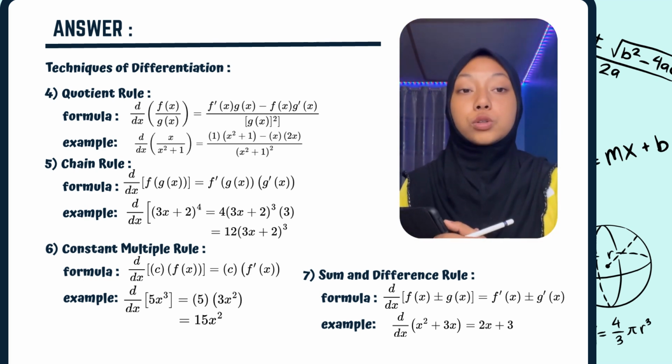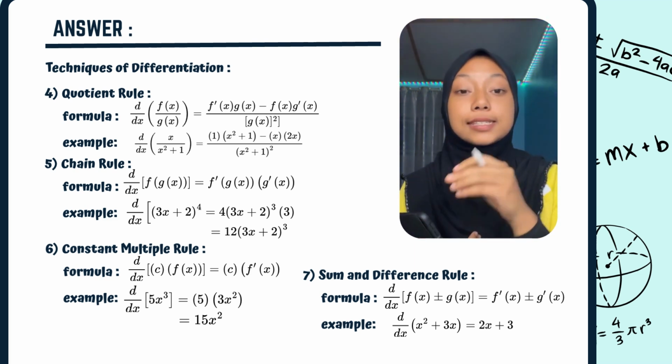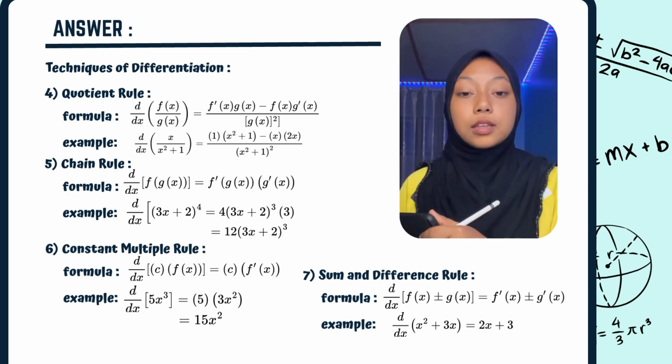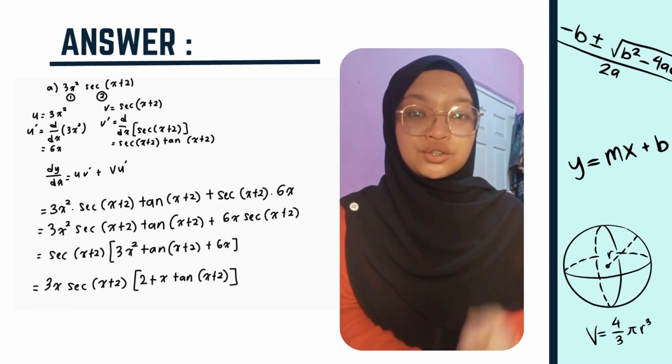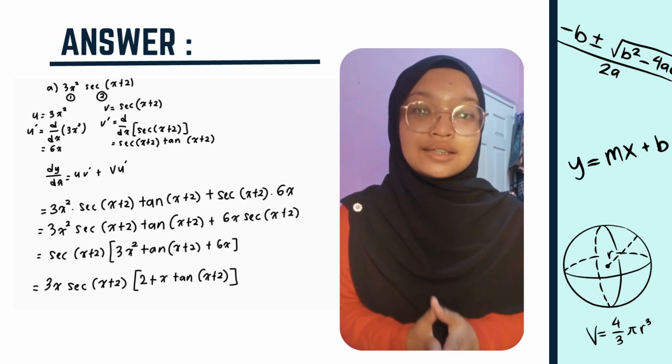Not only that, we also have the constant multiple rule, which means a constant multiplied by a function stays outside during differentiation. Last but not least, the sum and difference rule. This means we differentiate the terms separately in a sum or difference. Now let's move on to question 2a. The question is: find dy over dx for the following function, 3x squared sec(x + 2).